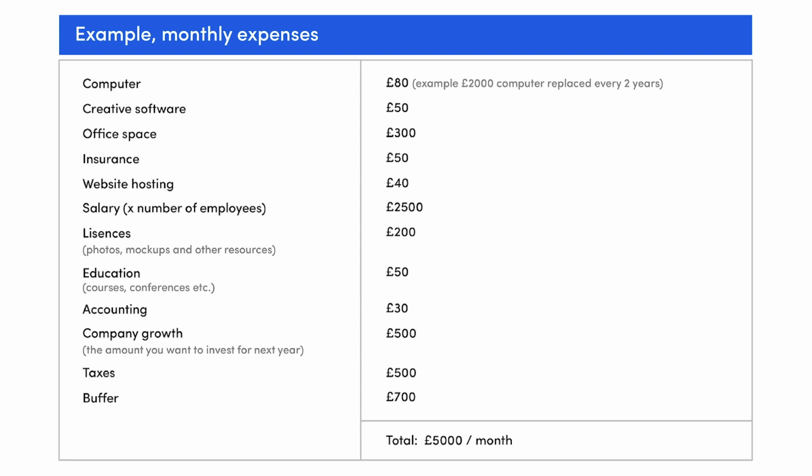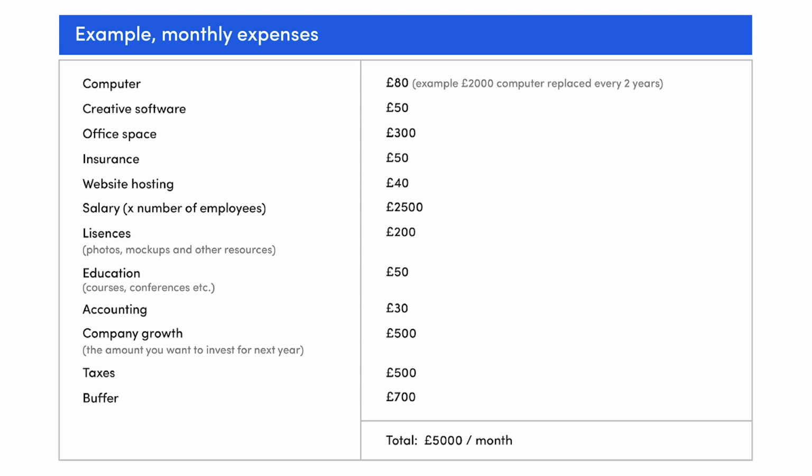We still want to make sure we actually add it to our budget though, because we don't want anything to be a surprise or be eating into our profits. So also think about adding things that might be easy to forget, like money for education. So if you want to keep on learning, you might want to buy some courses. Things like company growth, so maybe some money for marketing, or for things like printing business cards or attending conferences.